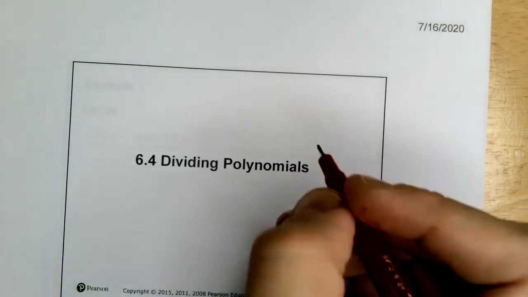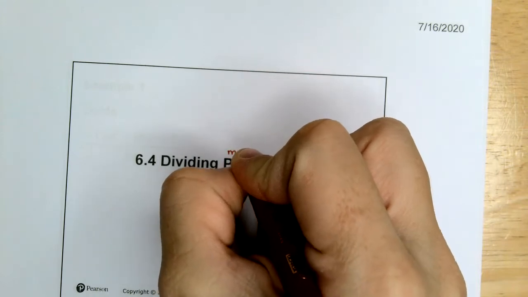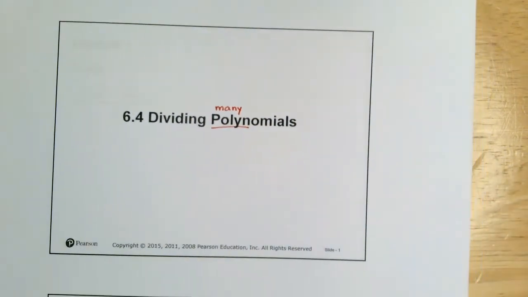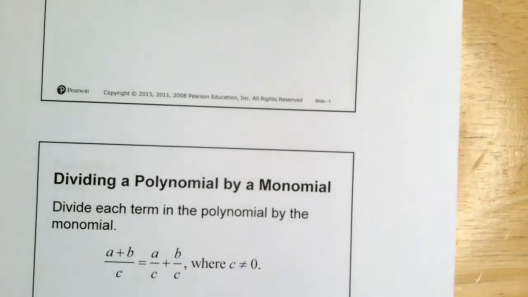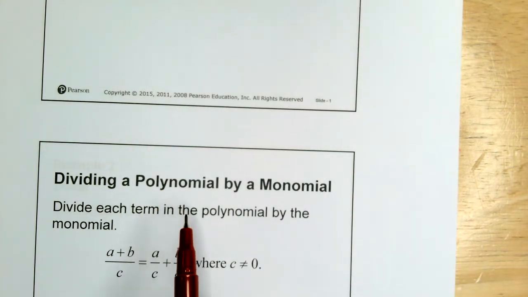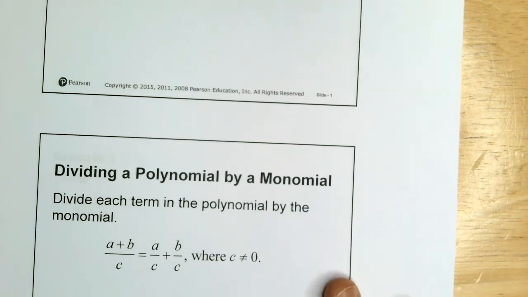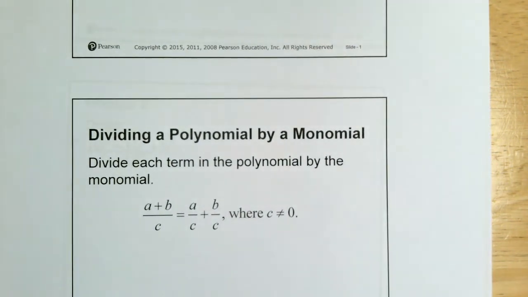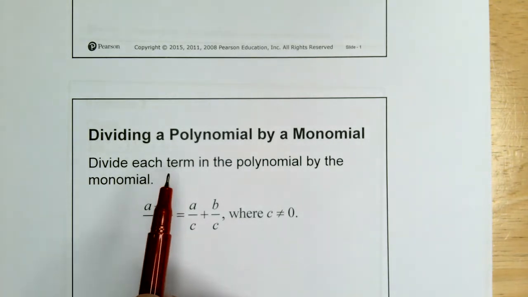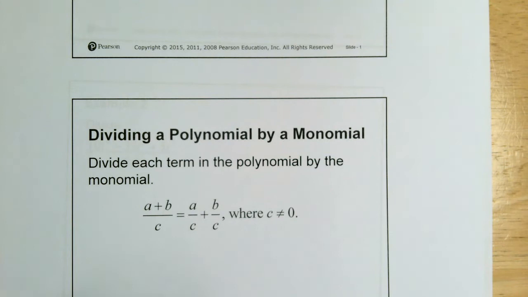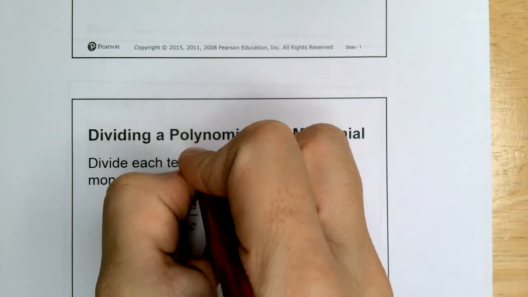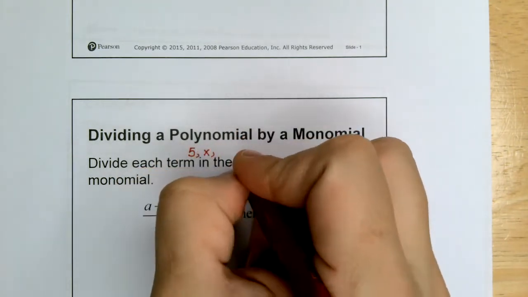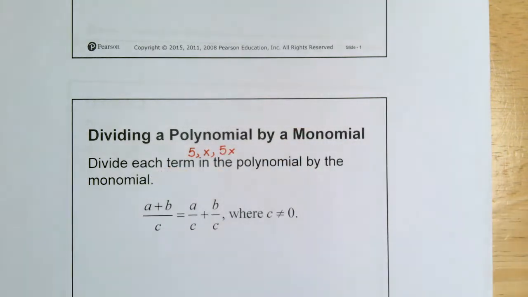Polynomials, poly just means many, right? And then a nomial is a term or a number. Dividing a polynomial by a monomial. We have added polynomials, we have subtracted polynomials, we have multiplied polynomials. Today we will divide polynomials, right? Divide each term. A term is anything that is separated by a plus or a minus sign, okay? So a term could be one number, a constant, it could be a 5, it could be an x, or it could be like a 5x. Those would all be terms.